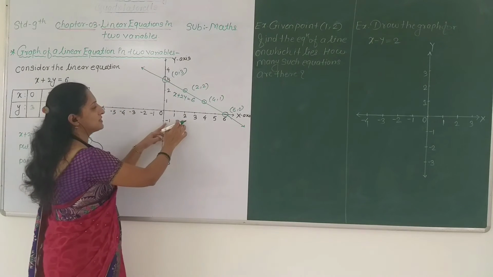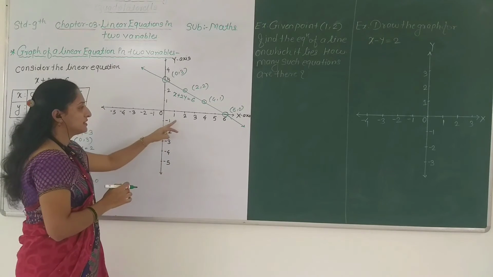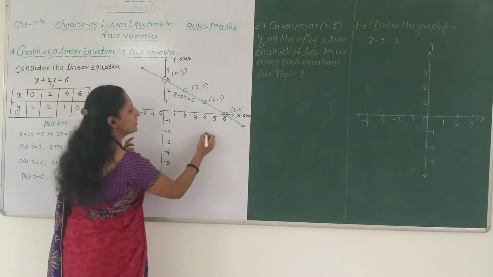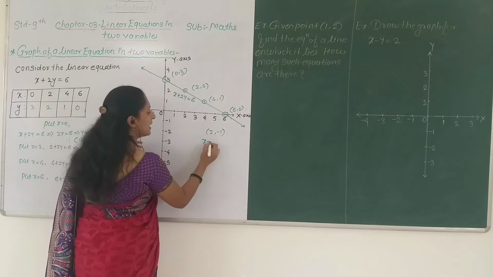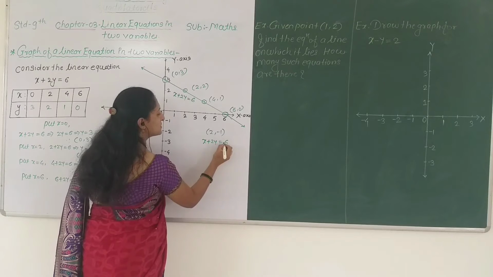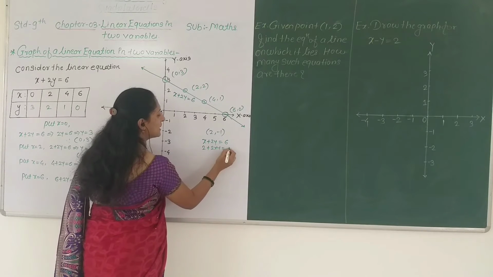Okay, this point does not lie on the line. Let's check whether the point 2, negative 1 satisfies the equation of the line. Our equation is x plus 2y is equal to 6. Substitute x is equal to 2 and y is equal to negative 1.